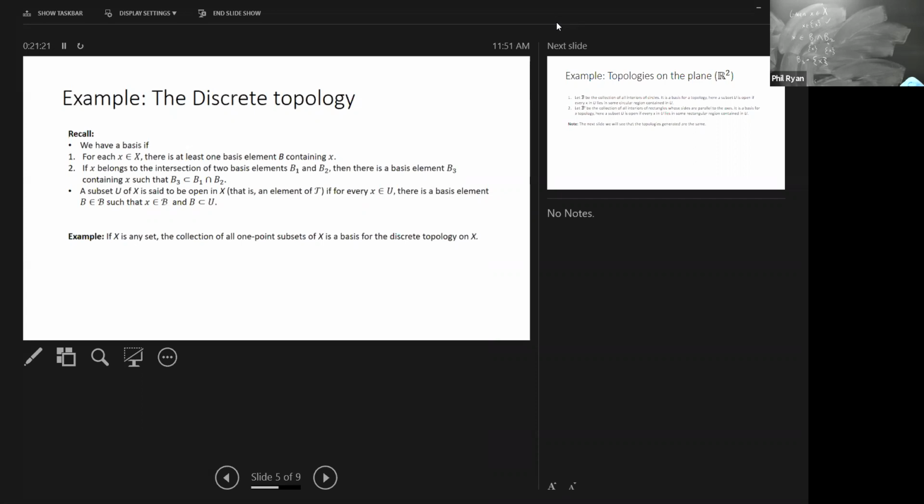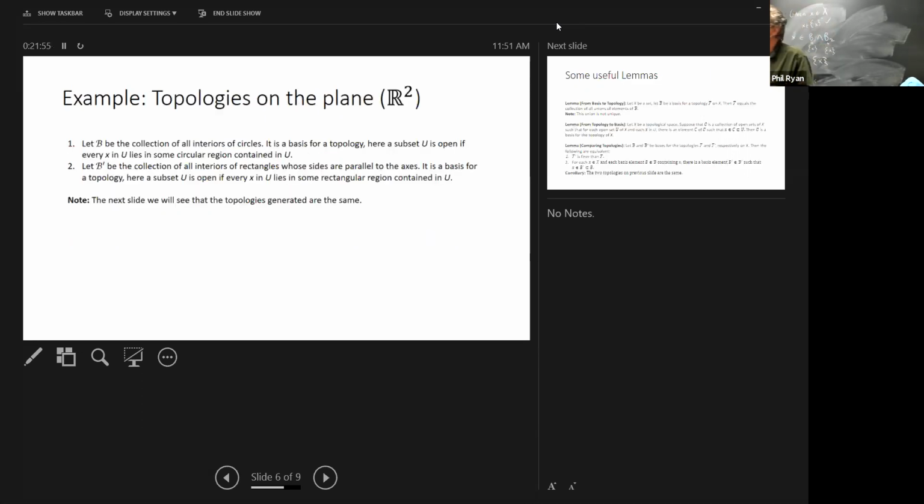Well, that's true, because any arbitrary set is made up of singletons, and each singleton is a basis element, and that basis element is then contained within that whole set. So again, it's sort of vacuously true. It might not be a very interesting example, but at least it shows us how we can go about using these conditions. So let's do something a little bit more interesting.